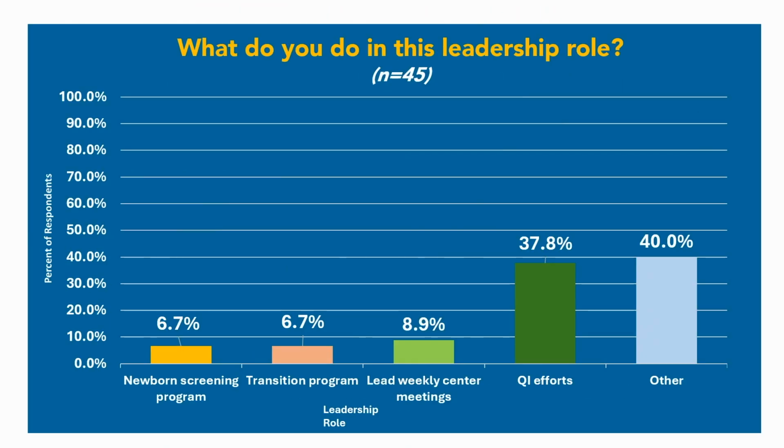All right, this is the next one. 75% of respondents did indicate that they had a leadership role within their center, and this is the distribution of what that leadership role entails. You can see that other is categorized as the highest percent, and that includes people identifying that they were leaders of their newborn screening program or their transition program, perhaps mentoring programs at their institution, all of which encompass this other, and then QI was the next piece that followed that.